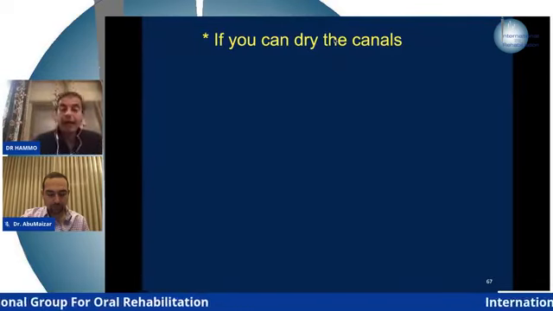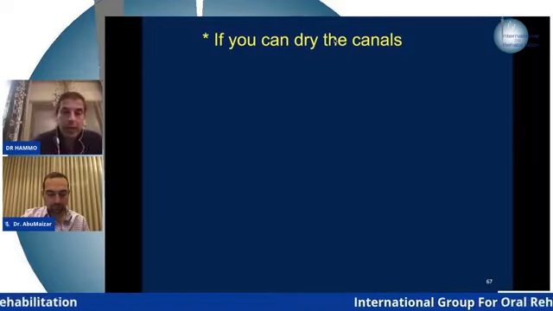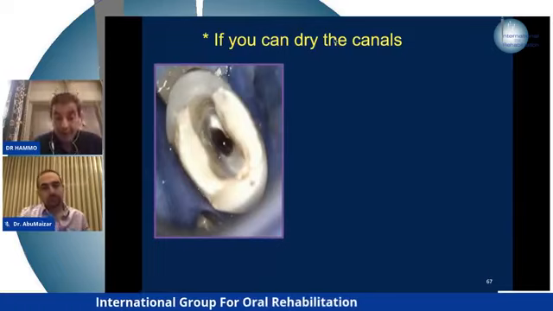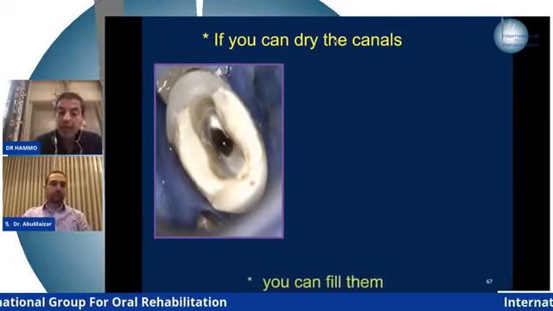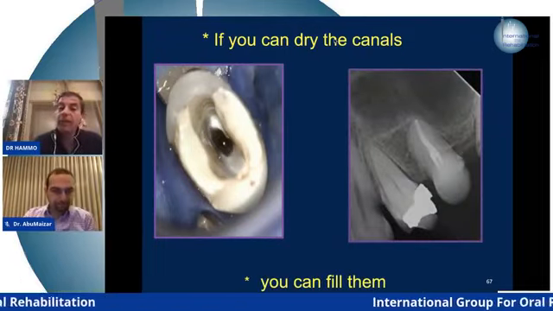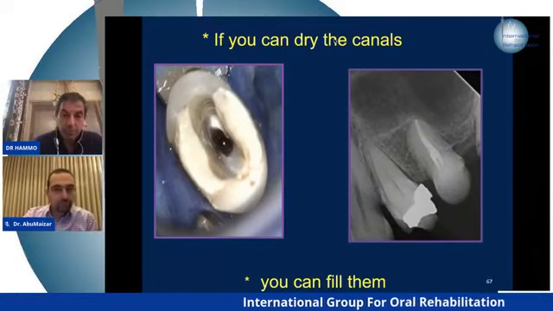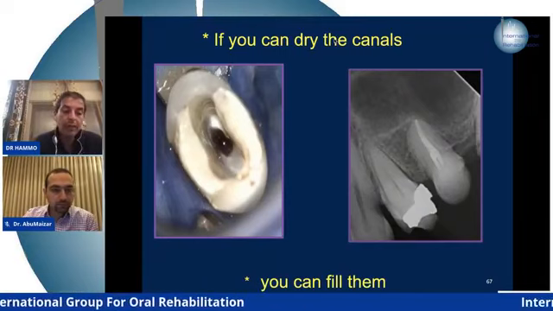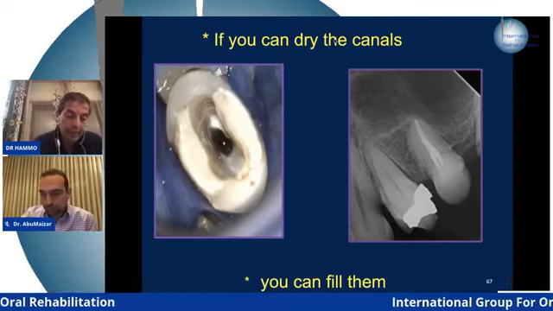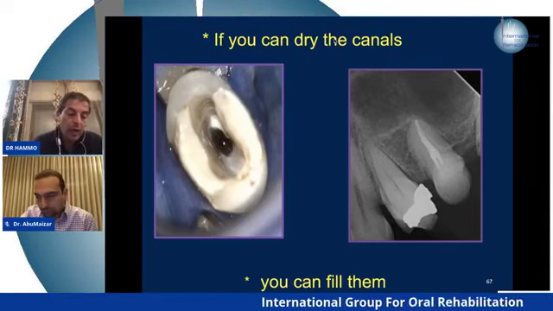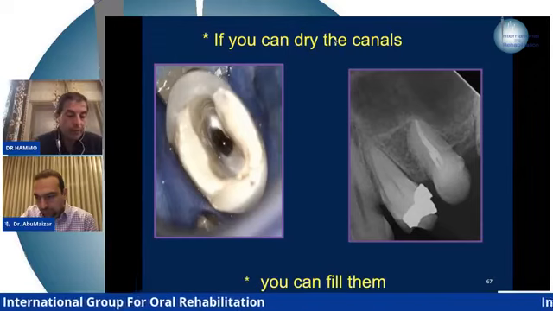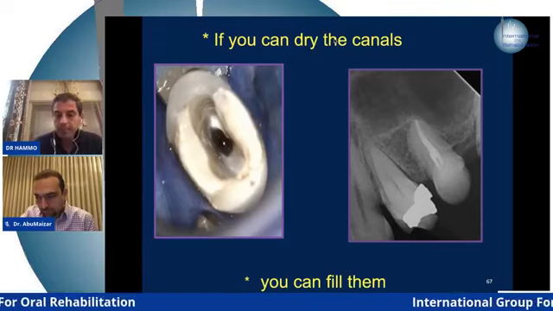If you finished your work and you can dry the canal, like in this case particularly, I will fill the root canal system, because there is no additional value to wait more than this. If you can dry the canal, you can go and make your final operation.